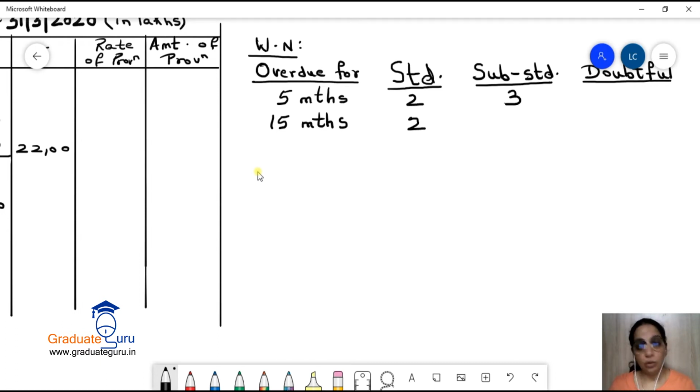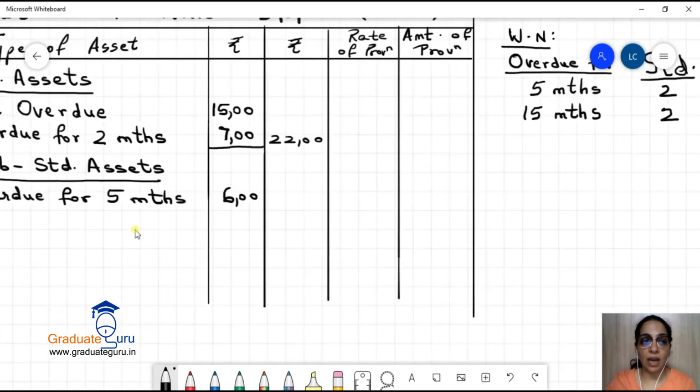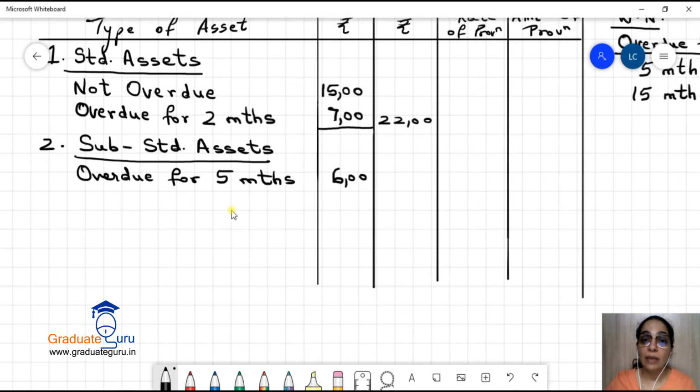NPA जब बन गया, तो for the first 12 months it remains substandard. Okay, but if it has remained substandard for more than 12 months, then it becomes doubtful. So यहाँ पर my total is 14 and over here I have 1. So it has reached the doubtful category because it has crossed the 14 months mark. 2 months it is allowed to be standard. After that 12 months it can be substandard and then it becomes doubtful. So ये जो 15 months वाला है, that will directly go to my doubtful category.